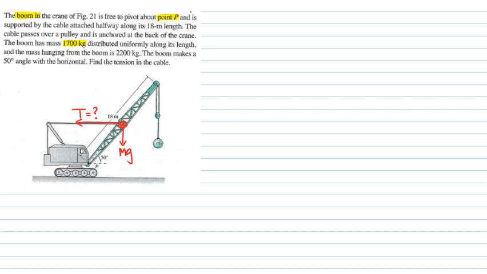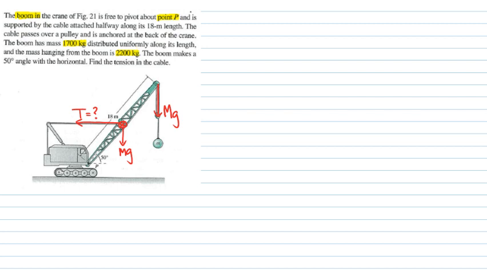We're also told that there's an additional mass which is hanging from the other end of the boom here. So there's a weight force acting down at this end. We'll call that big Mg. And we're told that the mass of that ball is 2,200 kilograms.